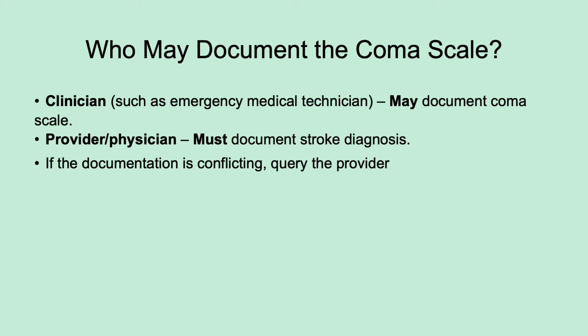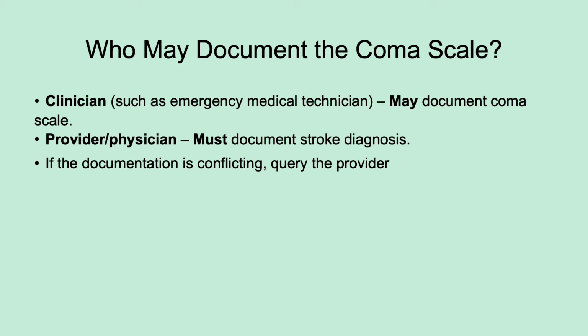The guidelines indicate who may document the coma scale in the patient's medical record. Note that this is not in the signs and symptoms guidelines. This is in the general guidelines. It lists a bunch of other things that you can document by non-physicians. But the coma scale can be documented by a clinician, an EMT, for example. They document the coma scale.